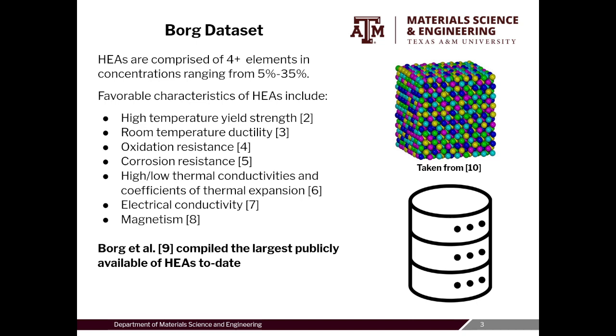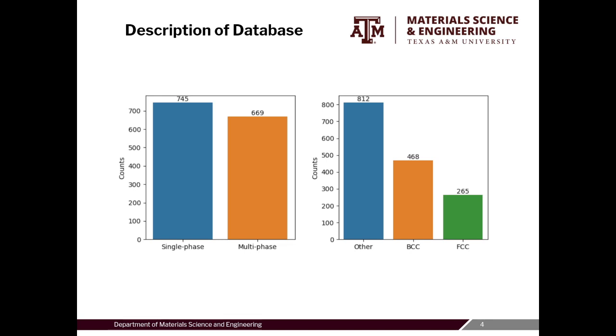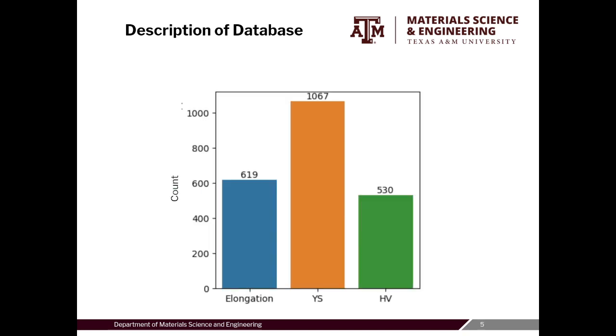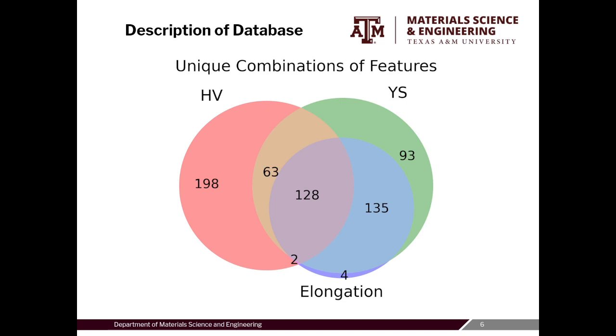of the database. There are 745 single-phase entries and 669 multi-phase entries, and of those 745 single-phase, 468 are body-centered cubic, and 265 are face-centered cubic. In my research, I've mainly been focusing on single-phase and BCC alloys. In terms of mechanical properties, there are 619 ductility experiments in the database, 1067 yield strength tests, and 530 hardness tests.